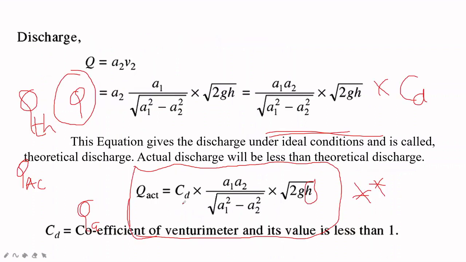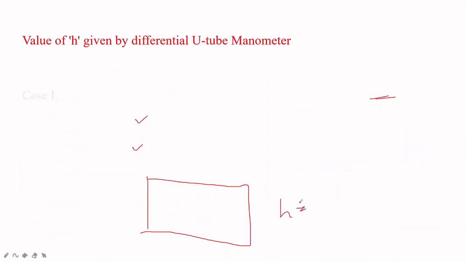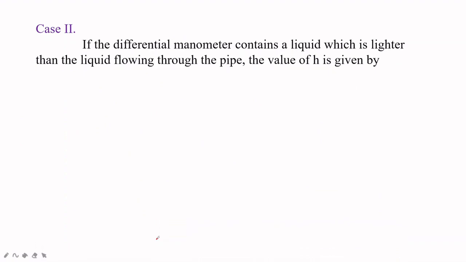This Q is equal to Cd into A1 into A2 divided by the square root of A1 square minus A2 square, into the square root of 2gH. Then we have to find the discharge. So this was case 1. We will see another case, that is case 2. Here, if the differential manometer contains a liquid which is lighter, earlier it was heavier, here it is lighter than the liquid flowing through the pipe, the value of H is given by.